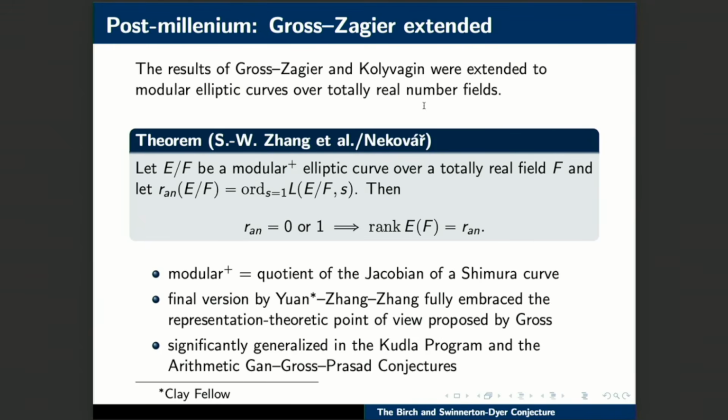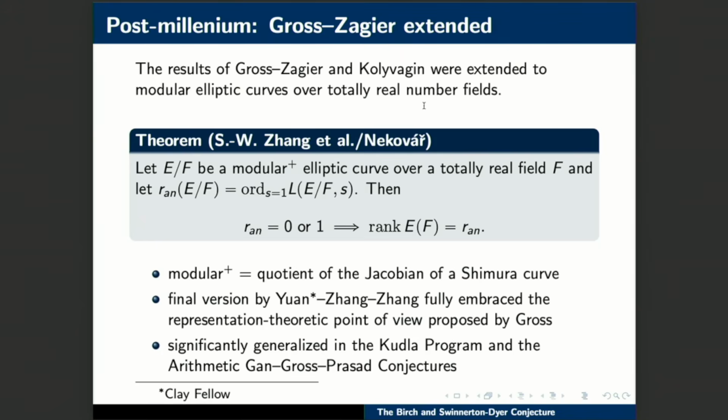The final version of the Gross-Zagier formula by Yuan, Zhang, and Zhang fully embraces a point of view that Gross introduced to this area, which is a representation theoretic perspective, connecting the arithmetic to problems about distinguishedness of representations of groups when you restrict them to subgroups. And that's been very influential.